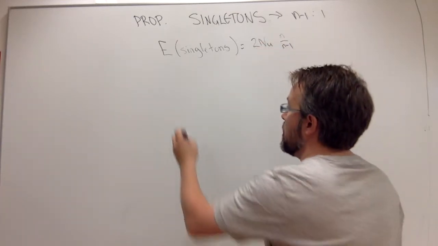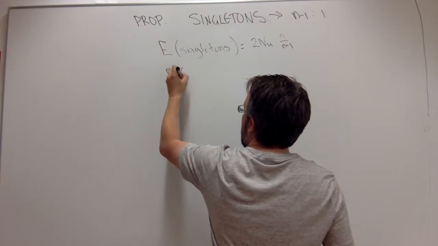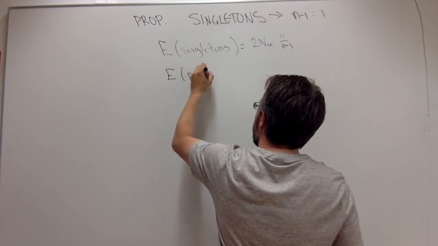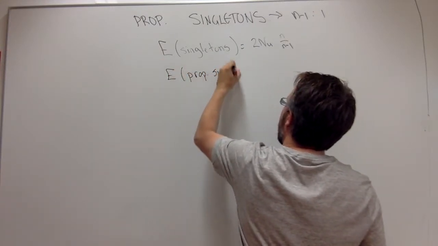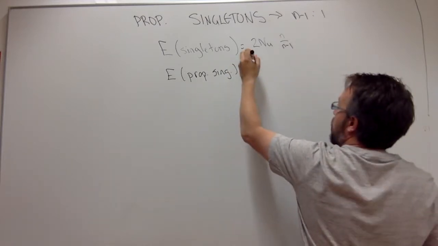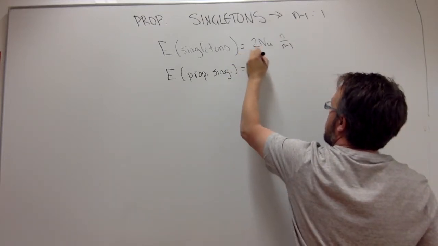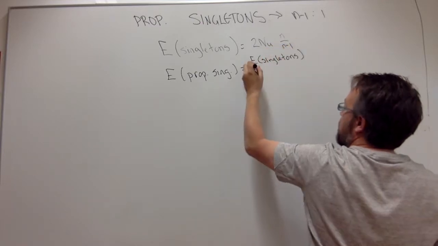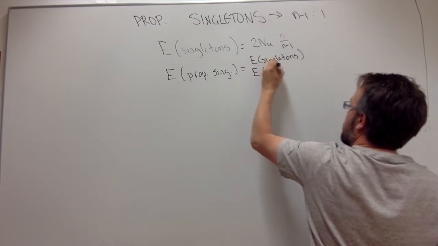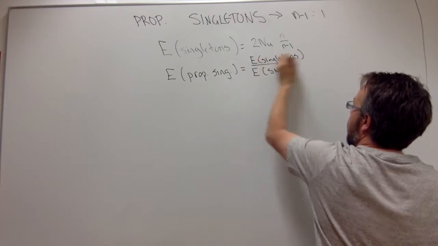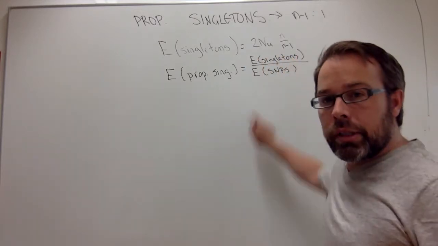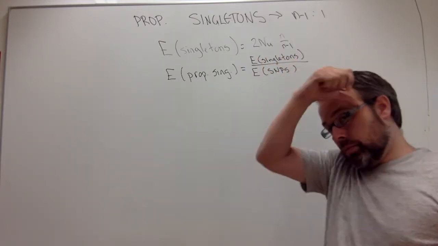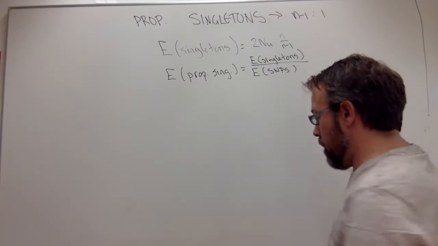And so that means we want the expected proportion of singletons, which is going to be equal to the expected number of singletons divided by the total number of expected SNPs. So is this hard or is this easy? Well, let's think about it.